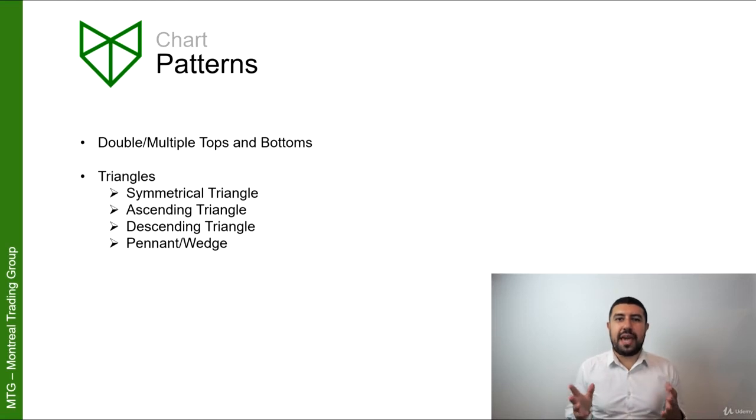So now we'll be looking at chart patterns. We'll be looking at tops and bottoms and triangles, specifically double tops, double bottoms, multiple tops, multiple bottoms, same thing. And then triangles, which will include symmetrical triangles, ascending, descending triangles, and pennants and wedges. They're all the same thing. I just like to think of them as tops, bottoms, and triangles.